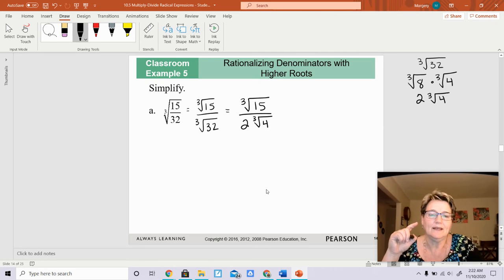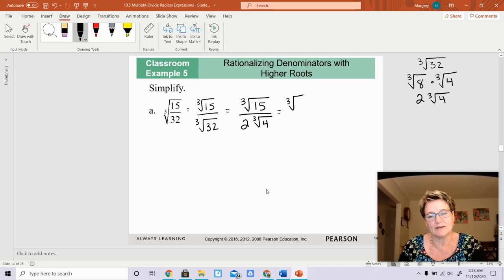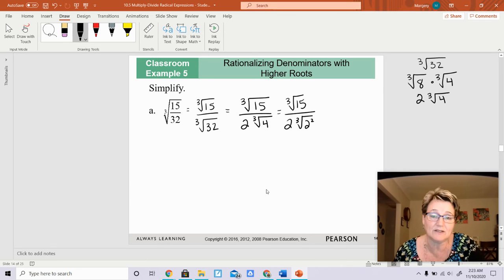Now, 4 is really 2 squared. And if that's the case, my goal is, it would be great to have 2 squared to the third power, or 2 to the third power. So I'm going to kind of rewrite this a little. Can't do anything to the numerator. That's just going to be here. But in the denominator, I could rewrite the 4 as 2 squared. Do you all believe that 2 squared is 4? Not a big deal.